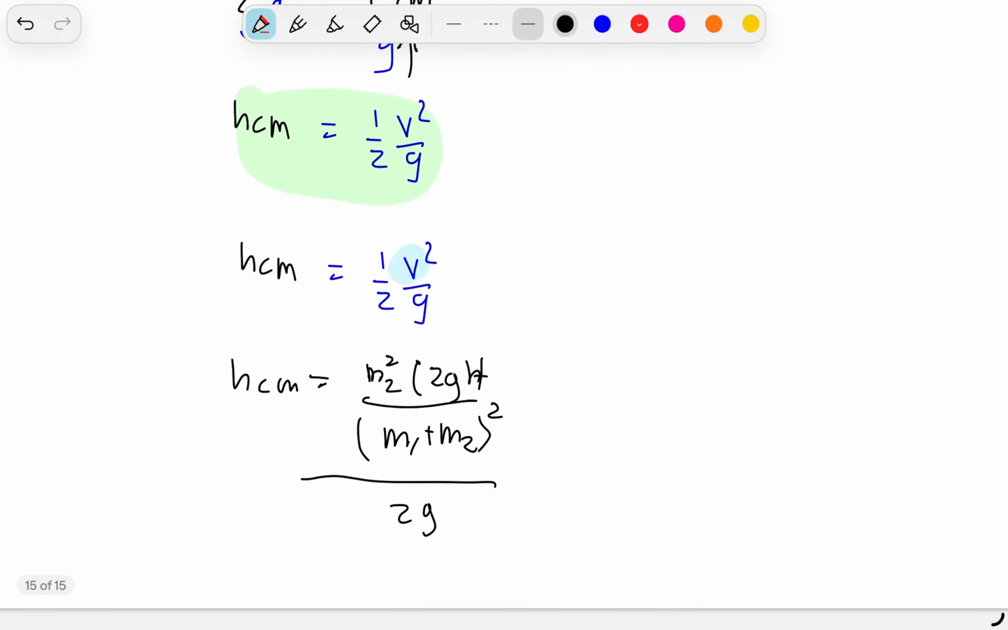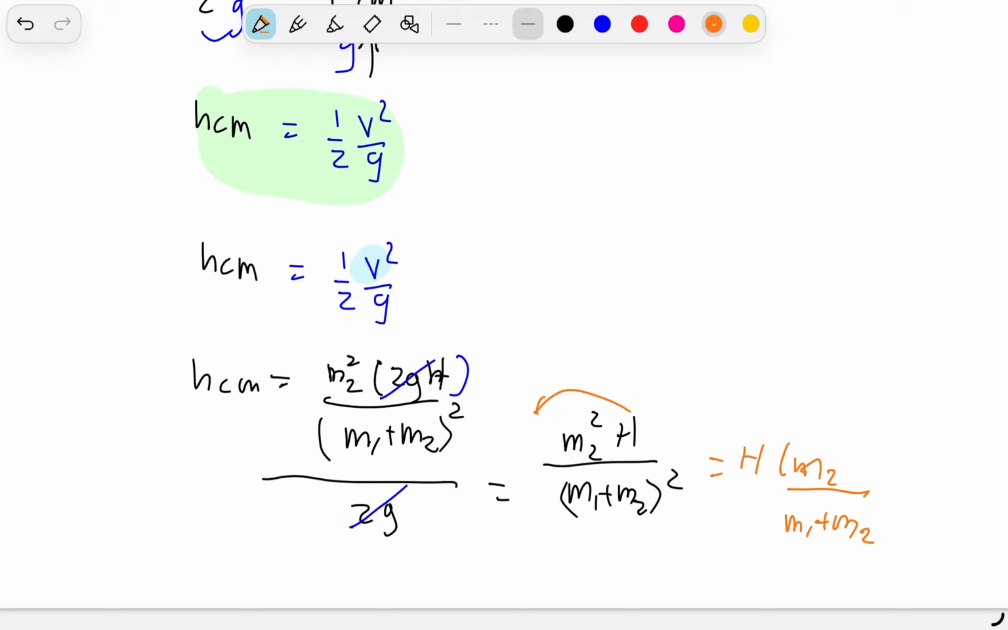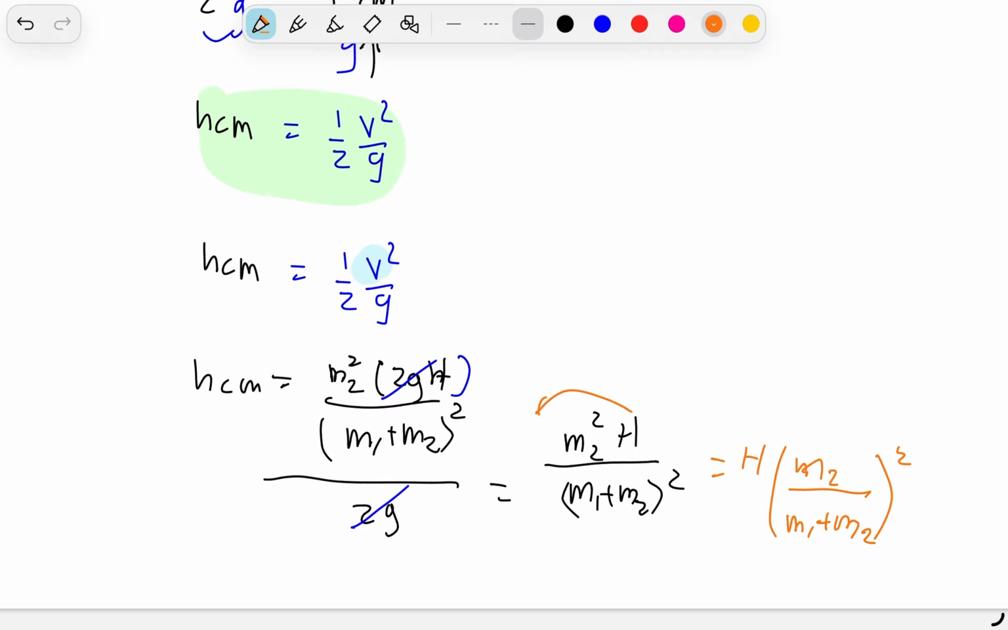So you can cancel out your 2g since that's in both your numerator and denominator. So you're left with m2 squared times h divided by m1 plus m2 squared, because everything in your denominator just canceled out. You could also take your h and bring it out front, giving you h times m2, all divided by m1 plus m2, all of this squared. That's your h center of mass.